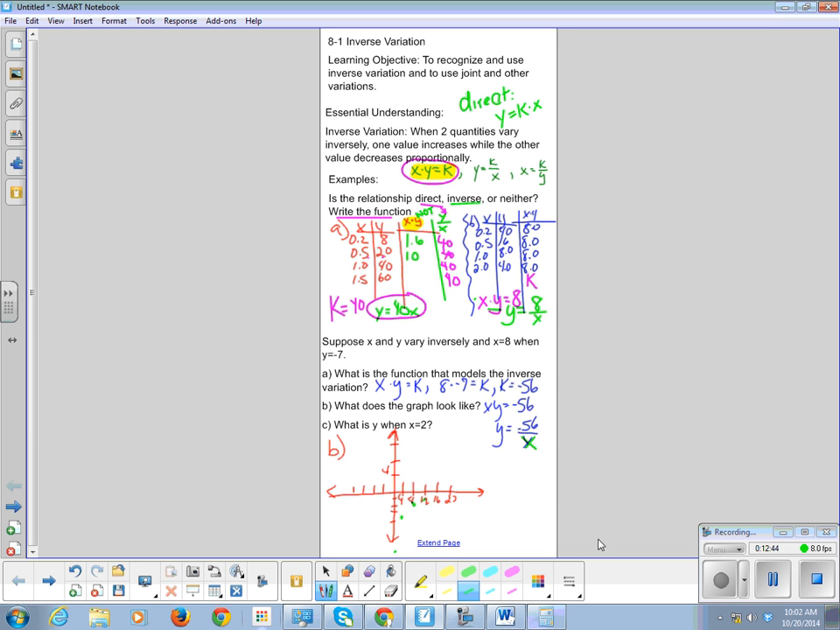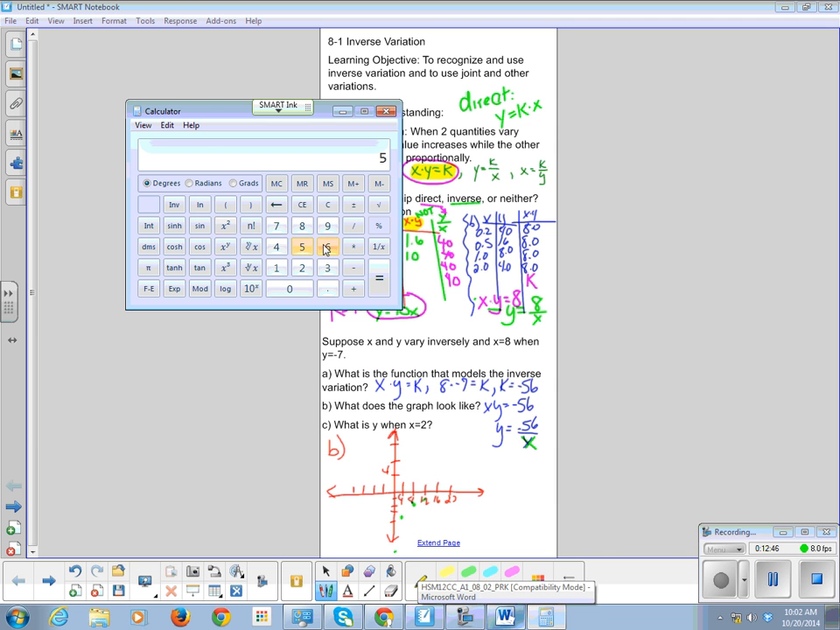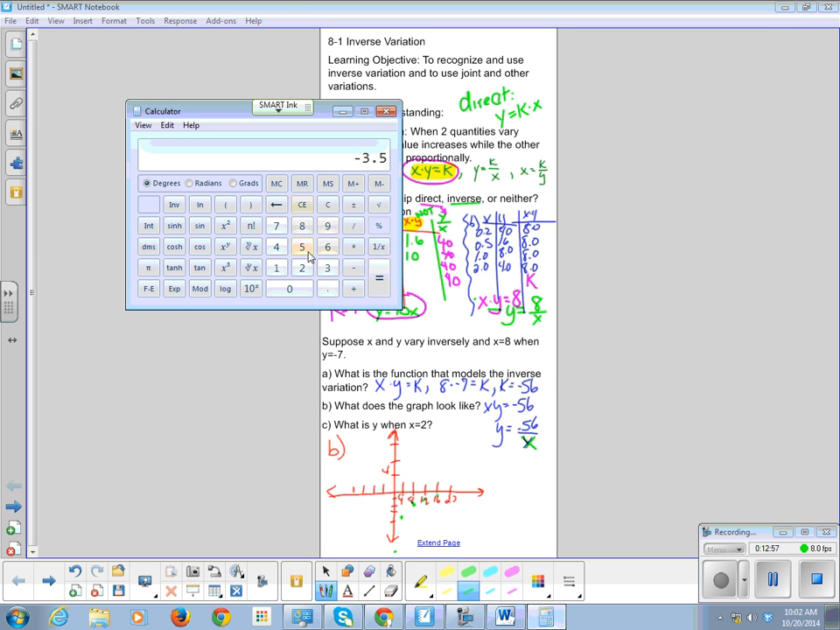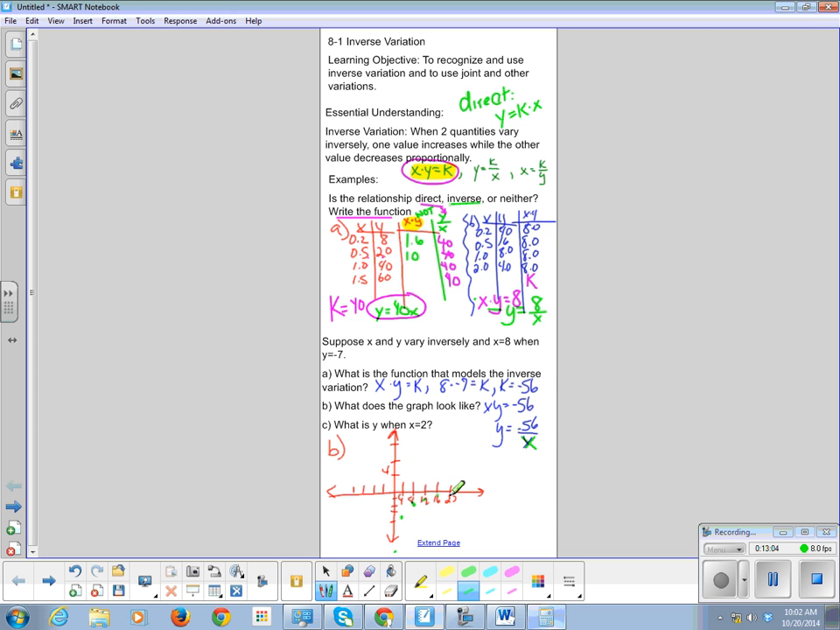When I put in 16 for x, I get negative 3.5. It's like right here. When I put in 20, that's negative 2.8. That's right here. So this graph is going to look like there's a nice curve here, and then it starts approaching the x-axis.